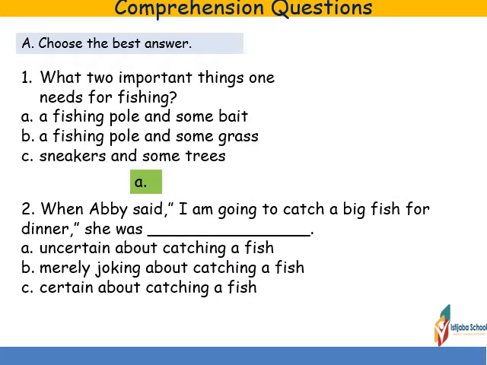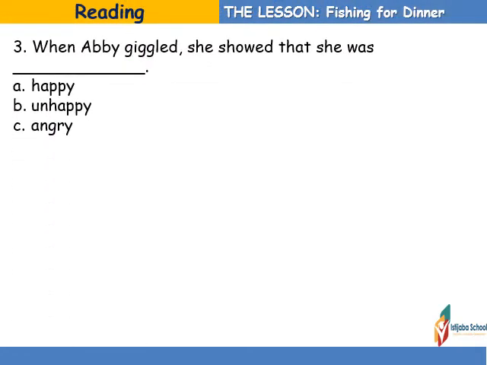When Abby said, I'm going to catch a big fish for dinner, she was A, uncertain about catching a fish; B, merely joking about catching a fish; C, certain about catching a fish. The correct answer is C. When Abby giggled, she showed that she was A, happy; B, unhappy; or C, angry. So the correct answer is A.